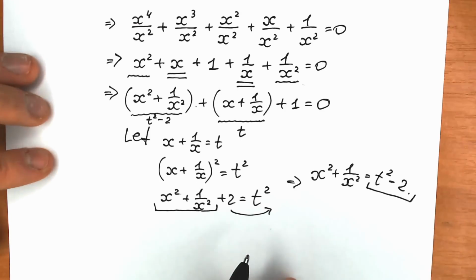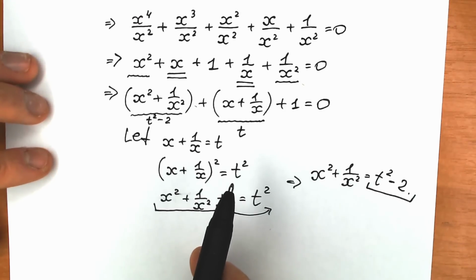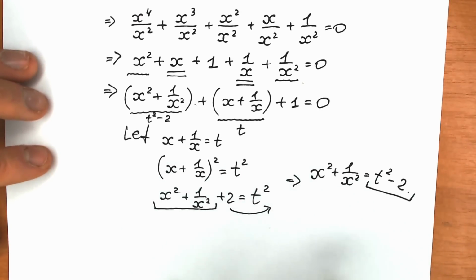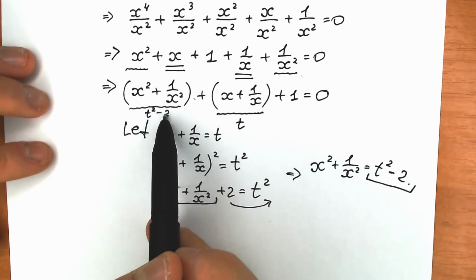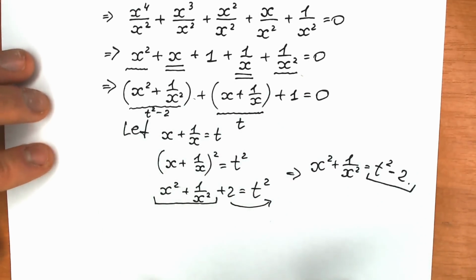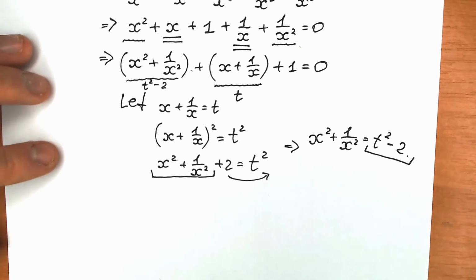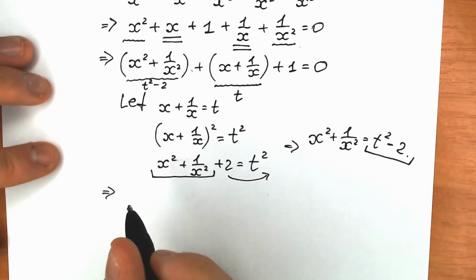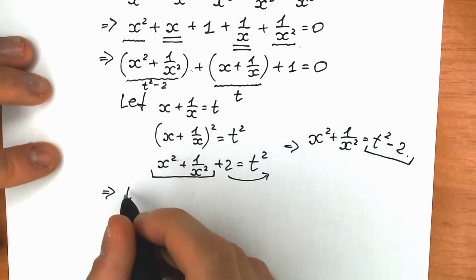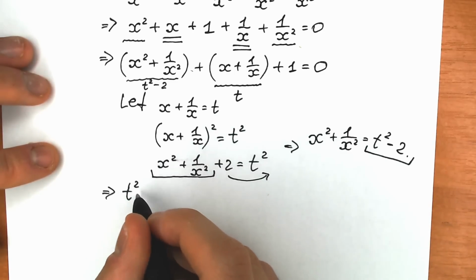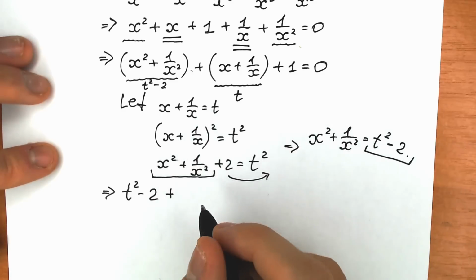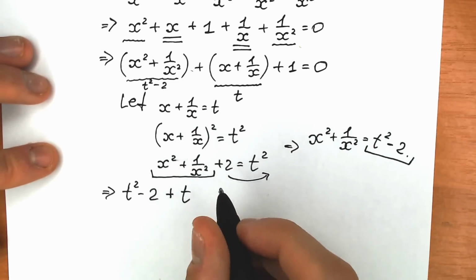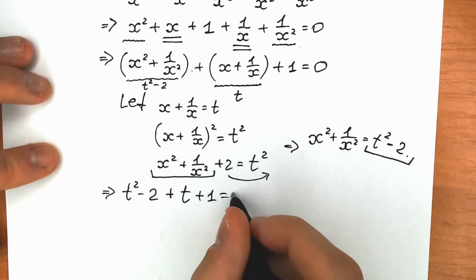We'll go back to this substitution a little bit later, but right now let's look closely at what we have in terms of our substitution. So we have t squared minus 2 plus t plus 1 equal to 0. Let's write this equation with our substitution: t squared minus 2, plus t plus 1 is equal to 0. Right now let's simplify it.